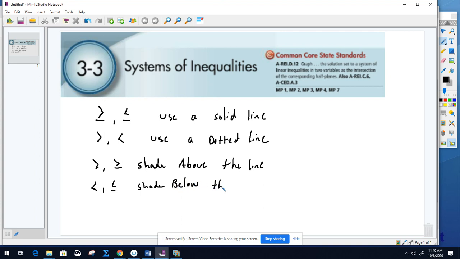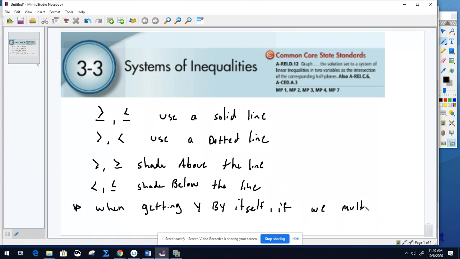Now, the one other thing we have to remember is that when getting y by itself, if we multiply or divide by a negative, then we have to flip the inequality symbol.